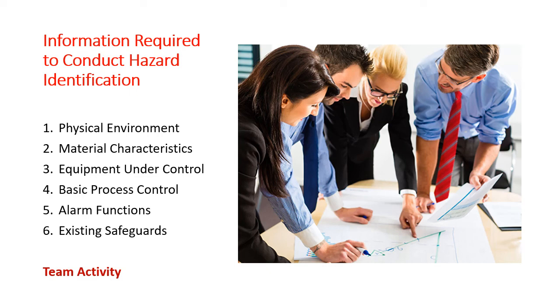Whether there is an alarm function available in the SCADA or DCS, or any notification generated to the operator. We also need to check what existing safeguards are already available, whether there is a pressure relief valve, a fire and gas system in case of a tank, or a dike wall. All this information is required to do any kind of hazard identification study.